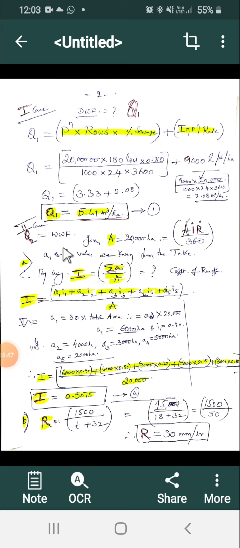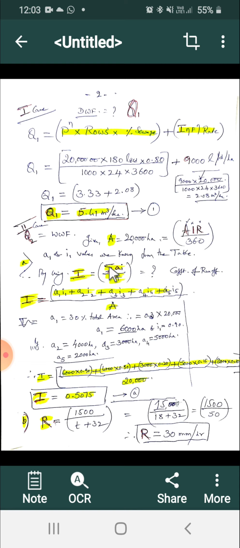Again, the second case. The first case is we have to determine DWF. Second case is WWF. Okay, this is Q2. Now, in this case, in the problem they have given, use the rational formula method. Here we know that the rational formula is AIR divided by 360. Area is known, 20,000 hectares already given. I don't know. R is rainfall intensity, that is also not known. You have to determine those two factors, I and R.